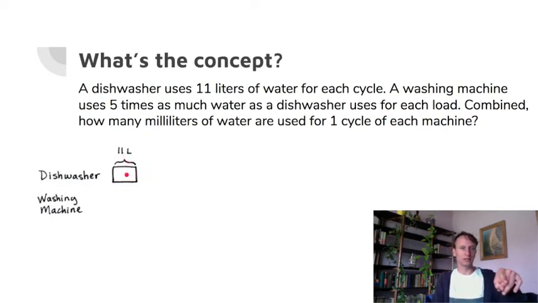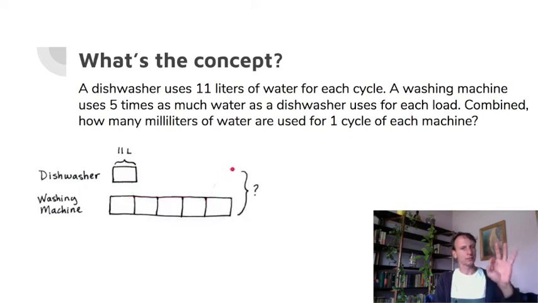So 11 liters for the dishwasher, the washing machine is 5 times as much. The bracket is for both of them. So how many of these little cubes do I have? 5 and 1 is 6. You see? So instead of figuring out separately and then combining them, we can just work with that 6 number. Okay, so we have 11 liters.